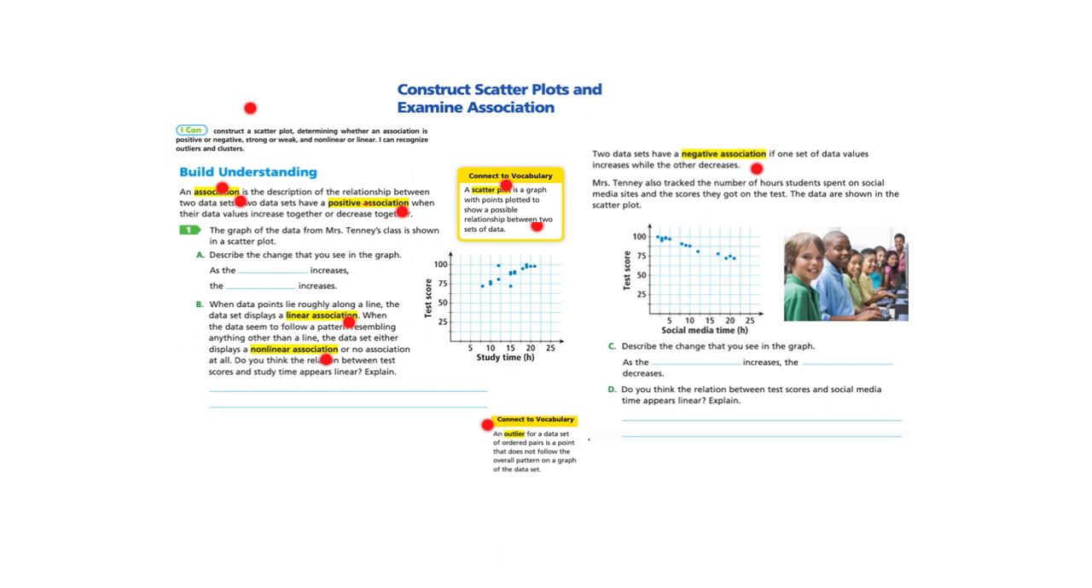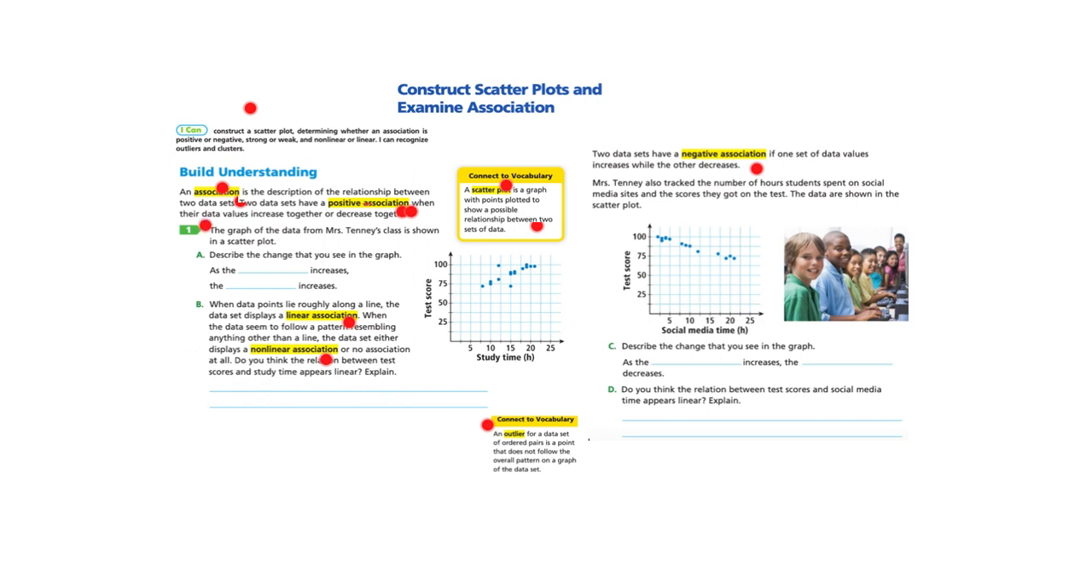So what I'd like you to do now is pause the video here, go through and do the build understanding, and then we'll work on it together. Take some time and do it on your own first. All right, so let's look at this together. An association is the description of the relationship between two data sets. Two data sets have a positive association when their data values increase together or decrease together.